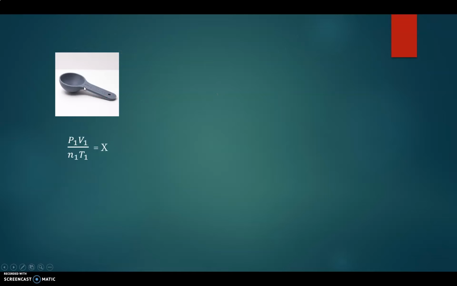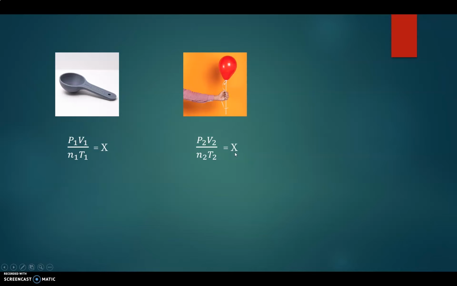So here we have a tablespoon. If I were to measure the pressure and volume and temperature and the number of moles of air in that tablespoon, I could plug them in for P, V, N, and T, and I would get a certain number, whatever it would happen to be. I could do the same thing with the helium in this balloon. I could measure the pressure, volume, moles, and temperature of helium in this balloon. Now it's much larger, but will I get the same value? Is it still going to give me that same value of X? The answer is yes, because the combined gas law says that P1 V1 over N1 T1 must equal P2 V2 over N2 T2.